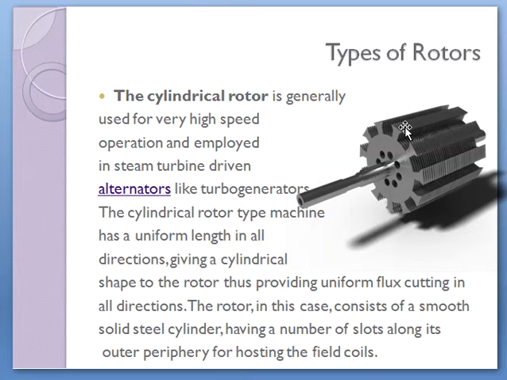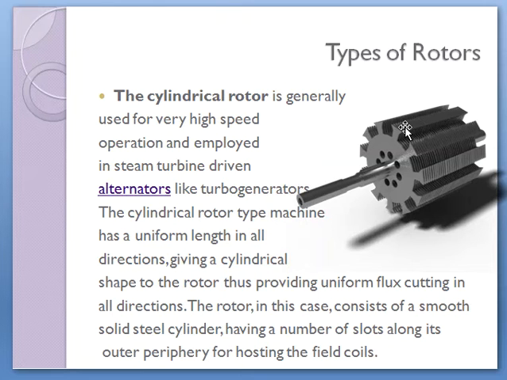The cylindrical rotor, which is generally used in thermal power plants, is called a turbo generator. They are generally used for very high speed operation. The cylindrical rotor type machine has a uniform length in all directions, giving it a cylindrical shape.